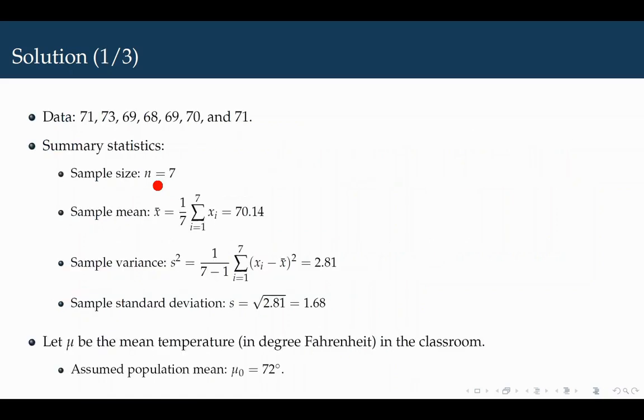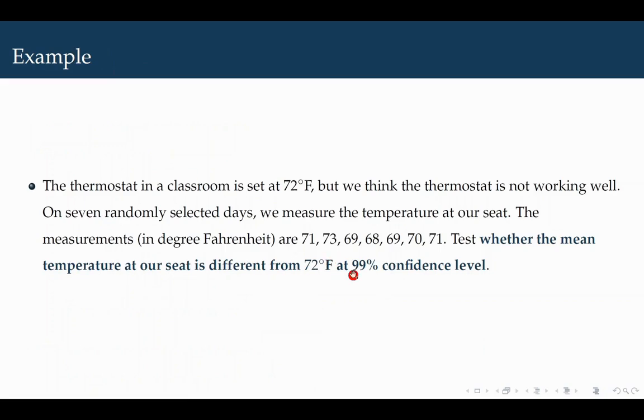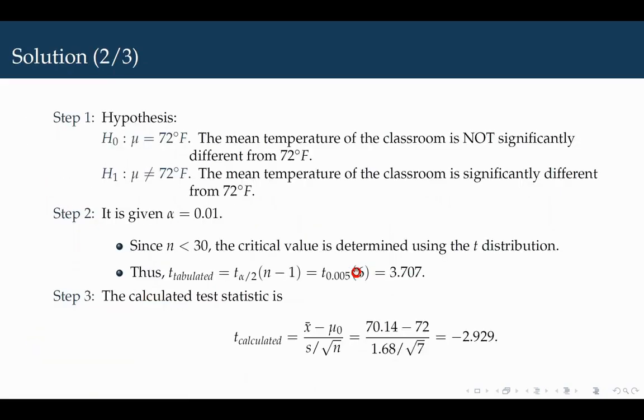And we have been given the 99% confidence level, so the level of significance is 1% or 0.01. And again, the sample size is small, less than 30, and the population variance or population standard deviation is not given. So again, the distribution that we are going to use is the t-distribution. So similar to the previous one, the tabulated value of the test statistic is t alpha over 2 with n minus 1 degrees of freedom, which becomes 3.707.